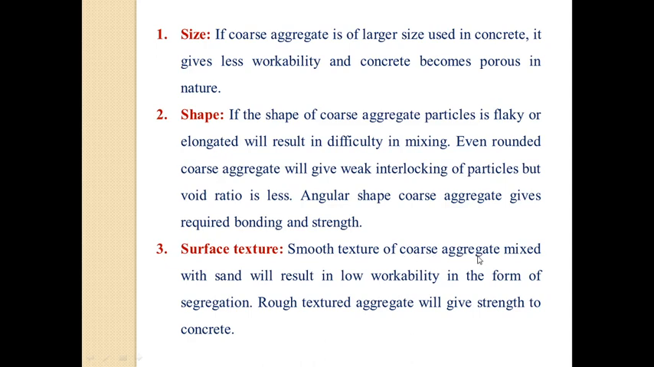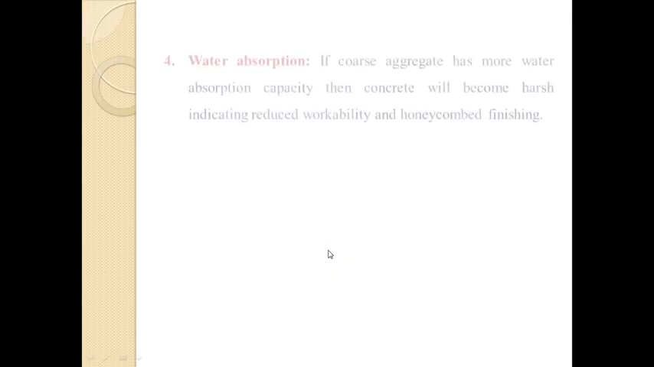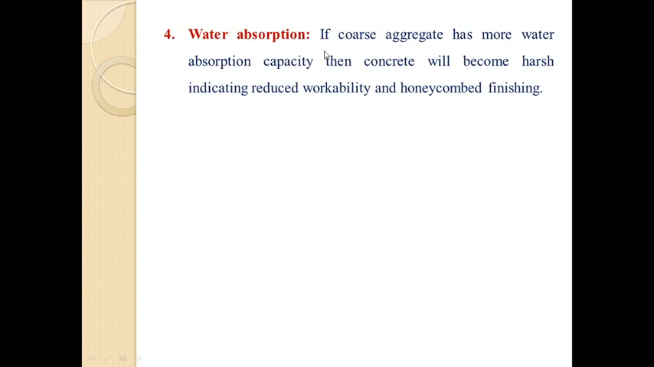Smooth surface texture of coarse aggregate mixed with sand will result in lower cohesion in the form of segregation, and rough texture aggregate will give strength to the concrete. It means we should use coarse aggregate having a rough surface texture. If the surface texture is smooth, it gives lower workability, and rough surface texture gives good strength to the concrete. So next one is the water absorption.